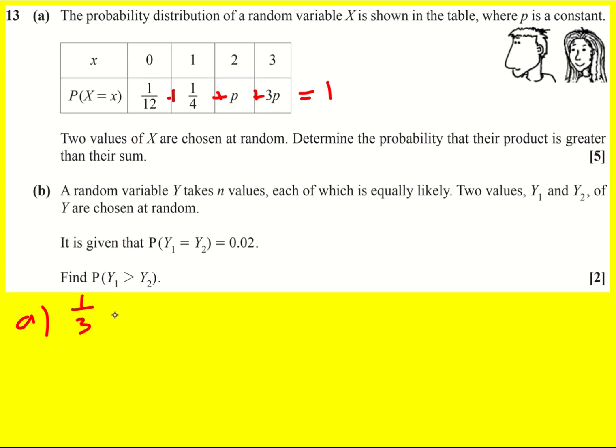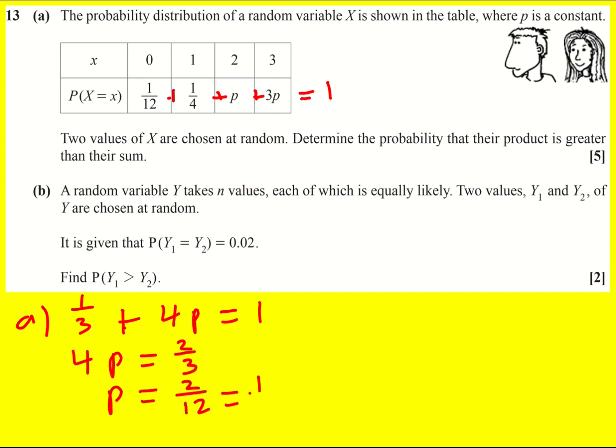that a third plus 4p is equal to 1. That means that 4p is equal to 2/3. So p is 2/12, which is 1/6. And now I'm just going to replace this by 1/6, and this one would actually be a half, 3/6.